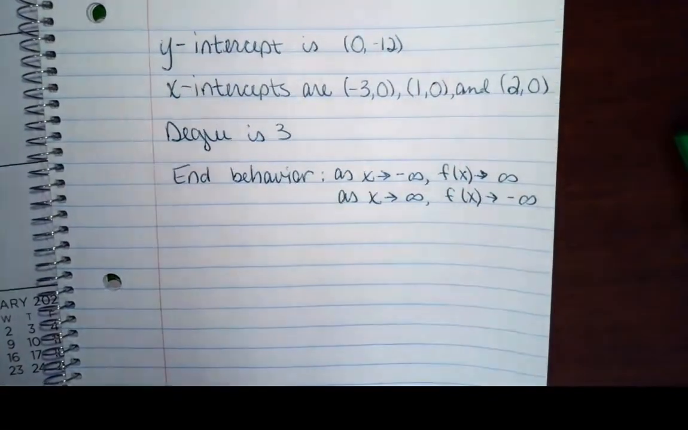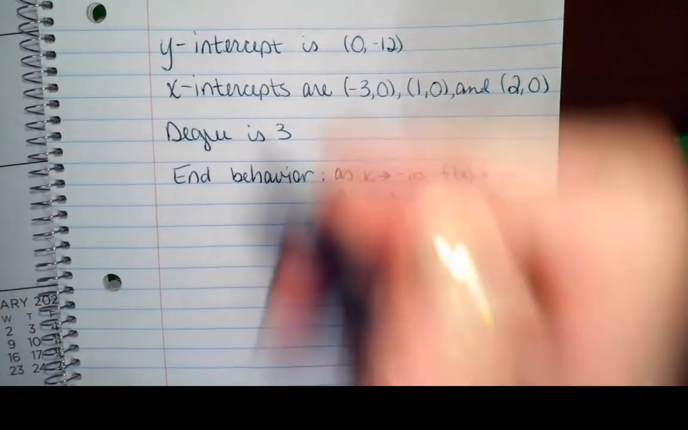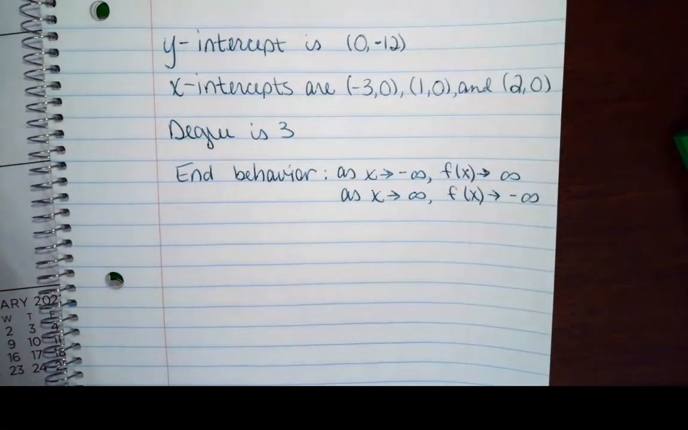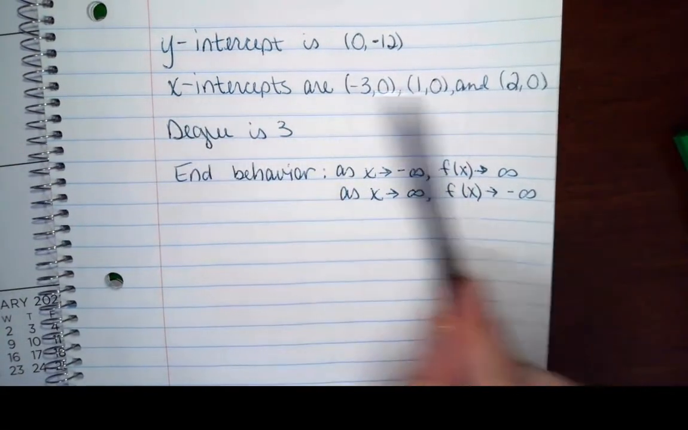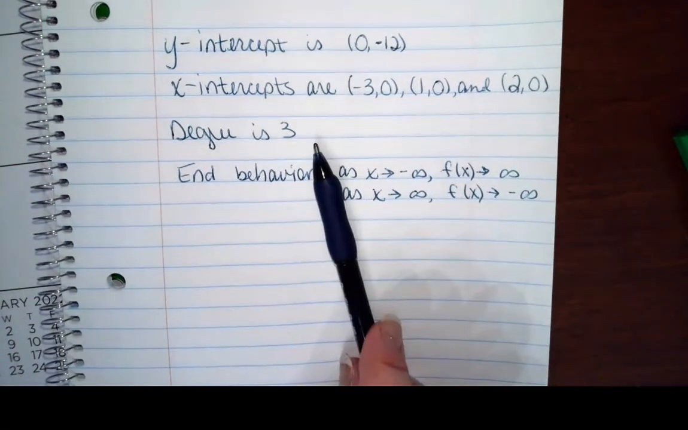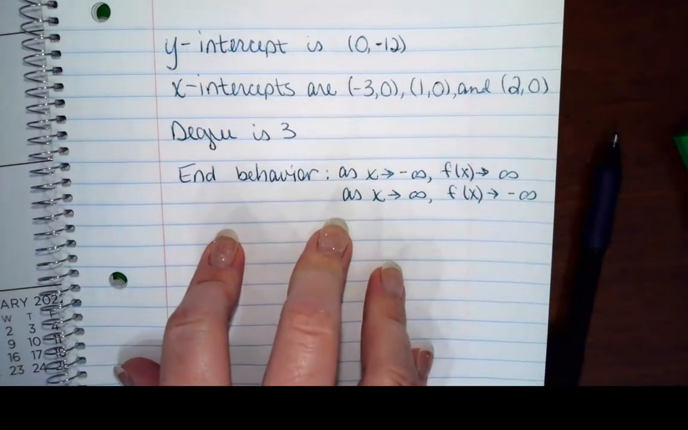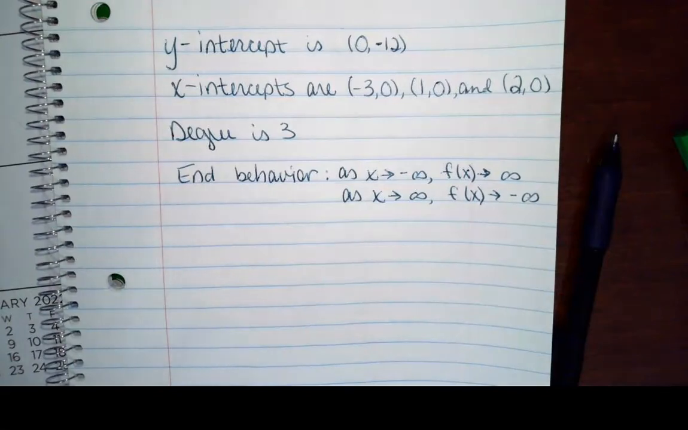We are going to find the equation of the polynomial function that has these qualities, okay? So I know that my y-intercept is at (0, -12). I know I've got 3 x-intercepts. My degree is 3, which is good. I don't have to worry about anything weird and funky going on. And then my end behavior is going to tell me something else as well.